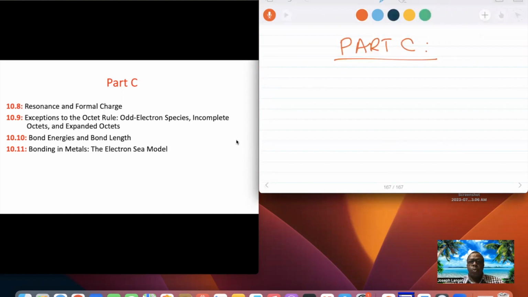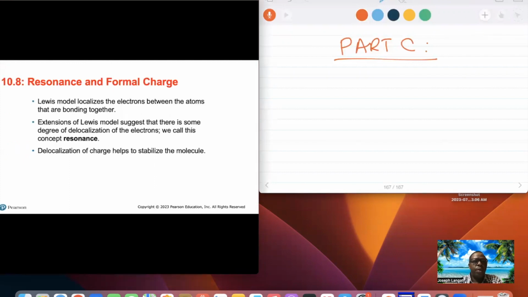Oh, hi, welcome to part C of chapter 10. This is going to be the last section in chapter 10, Chemical Bonding 1, the Lewis model. In part C, we will cover sections 10.8, 10.9, 10.10, and 10.11: bonding in metals, the electron sea model. Without wasting time, let me dive into resonance structures and formal charge.